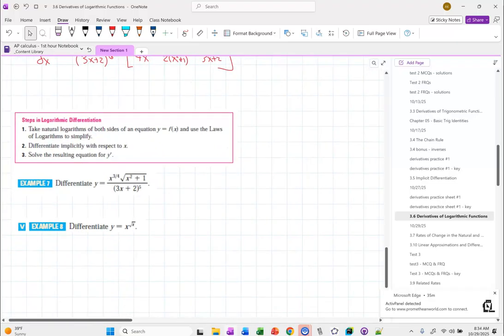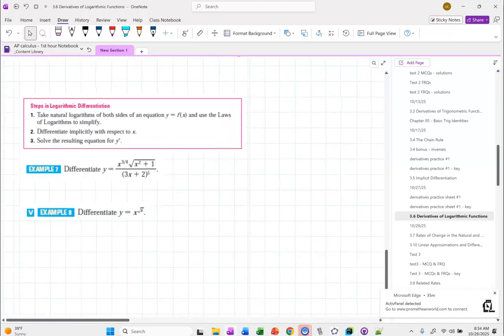So, again, the process to do logarithmic differentiation: take the natural log of both sides, use the laws of logarithms to expand your logarithms out, implicitly differentiate with respect to x, and then solve the resulting equation for y prime. That usually means multiply both sides by y. And then make the substitution back in so everything is in terms of x.